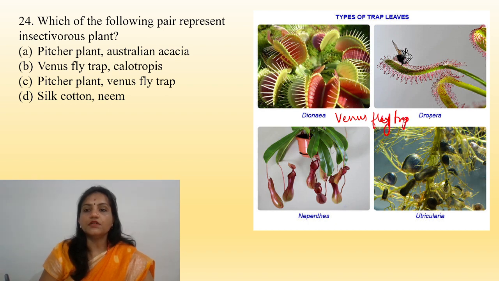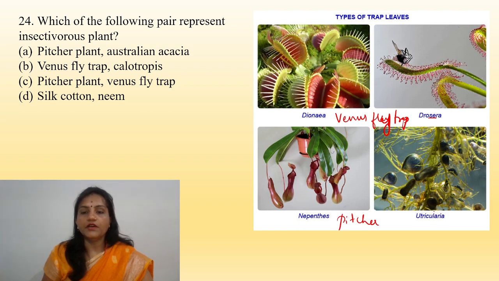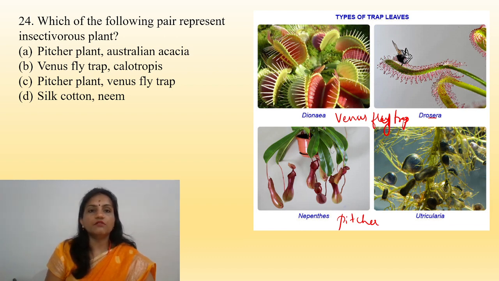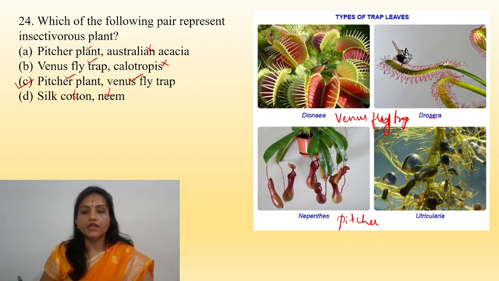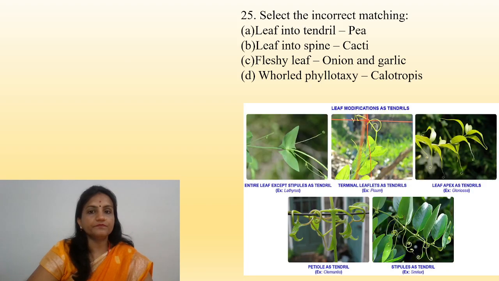Venus flytrap. Then Drosera. Then Nepenthes. It is also called pitcher. Pitcher means mug-like structure. Then Utricularia. So these are examples of insectivorous plants. So pitcher plant is an insectivorous plant, but Australian acacia is not. Venus flytrap is the example, but Calotropis is not. So pitcher plant and Venus flytrap is correct. This either one is wrong. So the option is pitcher plant as well as Venus flytrap, option C. Okay, let's move on to the next question.